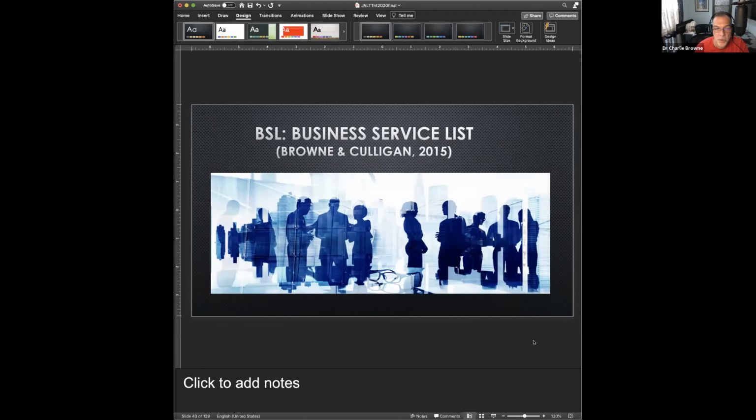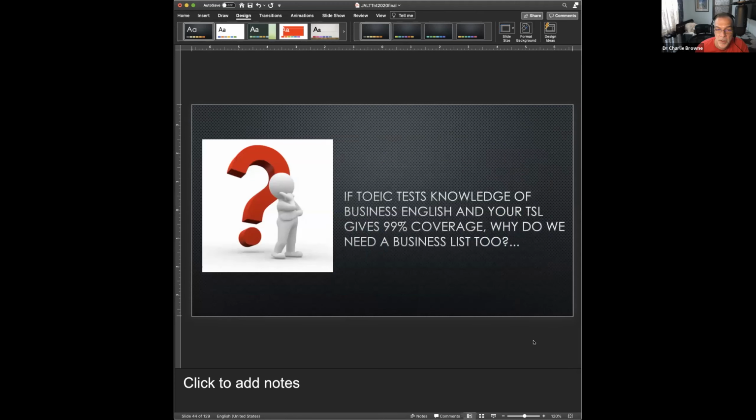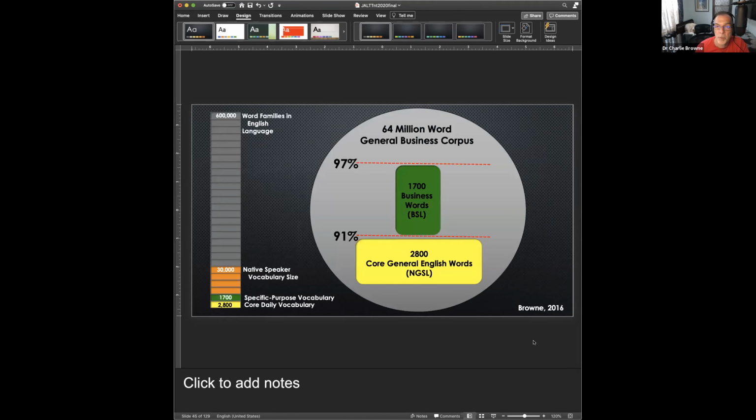But we also published the business service list. And if TOEIC is supposed to test business English, why would we make a business service list? The reason is because we think that the TOEIC is not very helpful for real business situations. Rakuten employees who were studying TOEIC were not able to function in management positions. They were not able to function when they went abroad. They all had high TOEIC scores, but they weren't doing well in the real world.